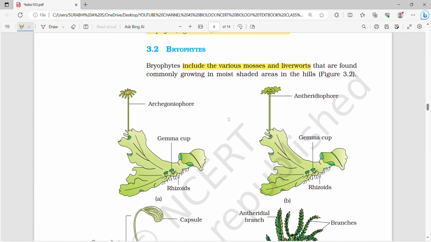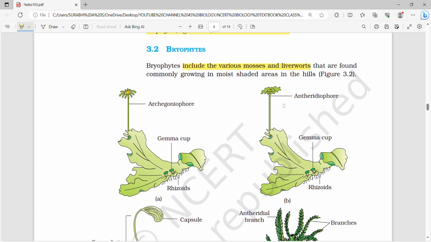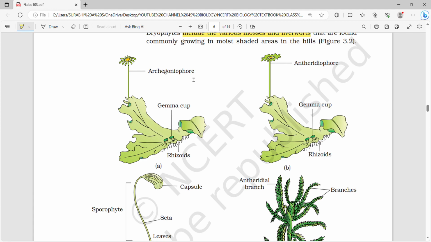Next, moving on to the bryophytes. Bryophytes include mosses and liverworts. So you have to remember these pictures. So in this there is a change. So this is Archegoniophore and this is Antheridiophore. How do you remember? Antheridium is male and Archegonium is female.